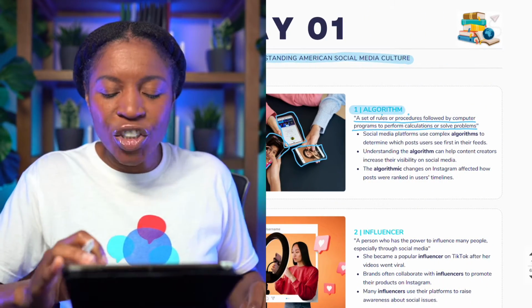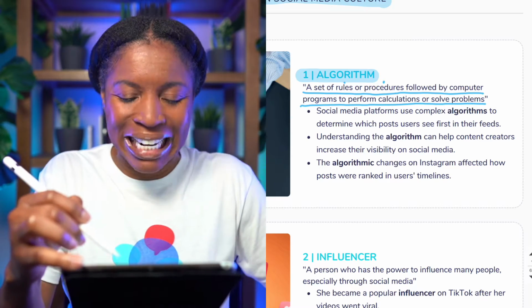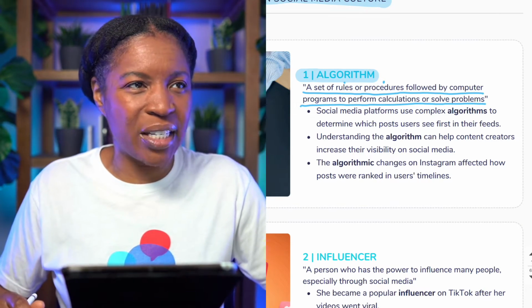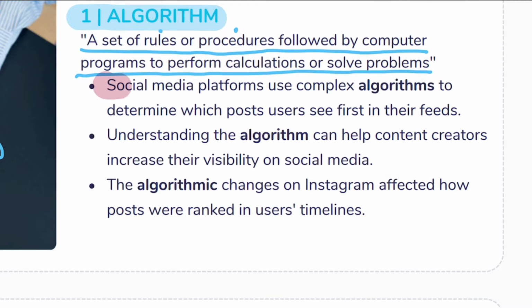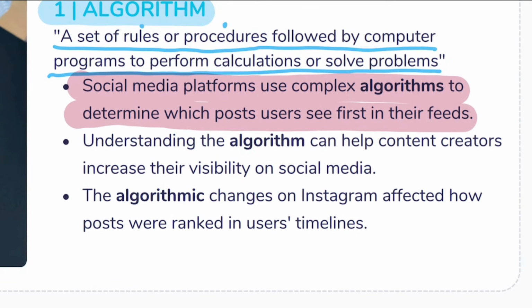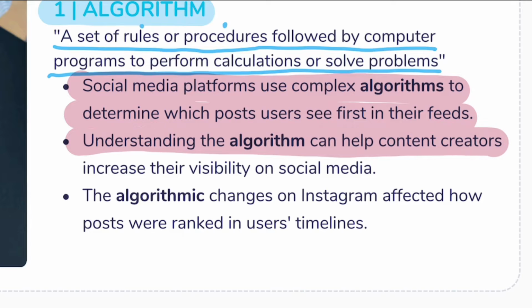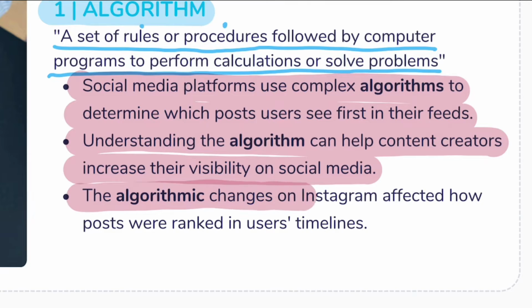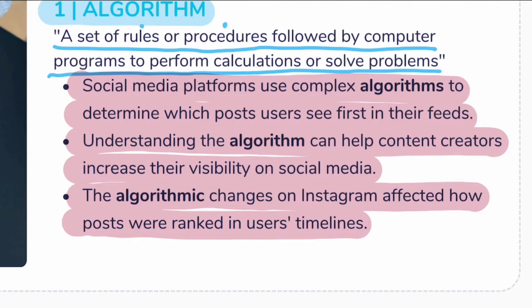All right. So let's check out these example sentences. Our very first example sentence is: social media platforms use complex algorithms to determine which posts users see first in their feeds. Our second example sentence: understanding the algorithm can help content creators increase their visibility on social media. And finally, the algorithmic changes on Instagram affected how posts were ranked in users' timelines.